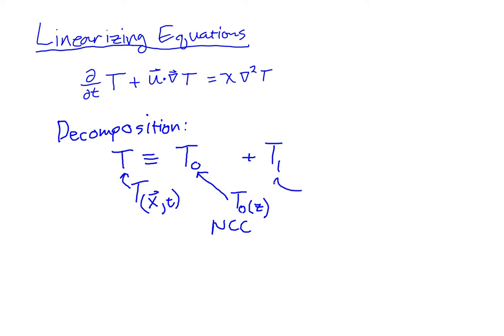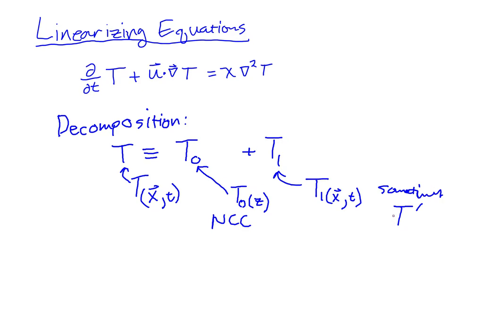And our T1 is some sort of fluctuation around that. It's some function of all positions in space, and it also can evolve in time. We haven't said anything about its relative magnitude to T0 yet. This is sometimes also written as T prime. I will use the T1 and T0 notation. I find the T prime notation confusing, especially as we start talking about derivatives later on.